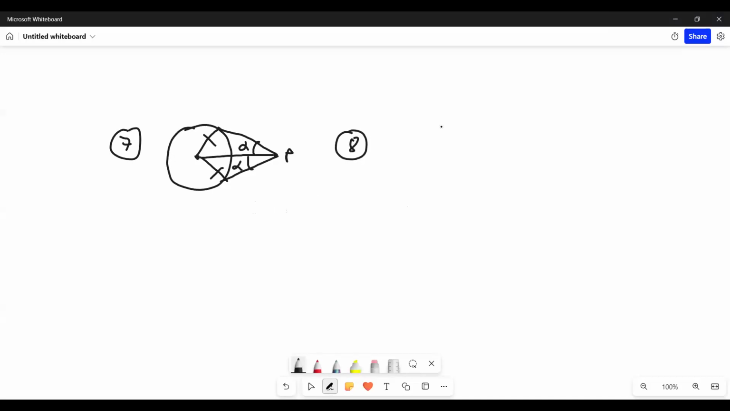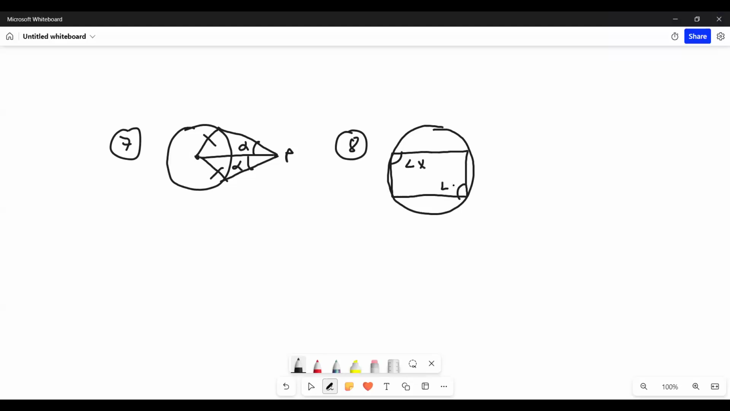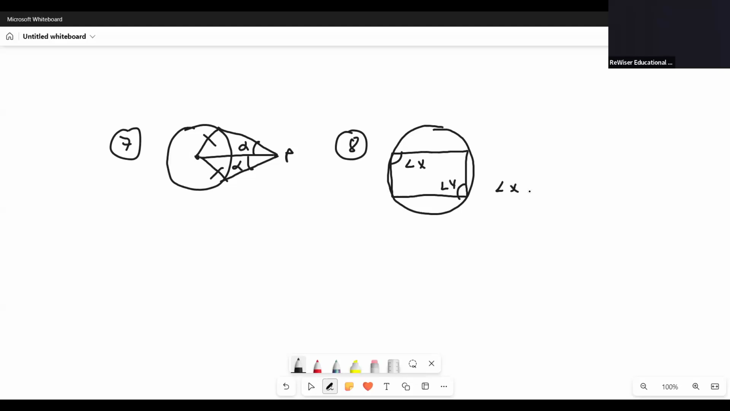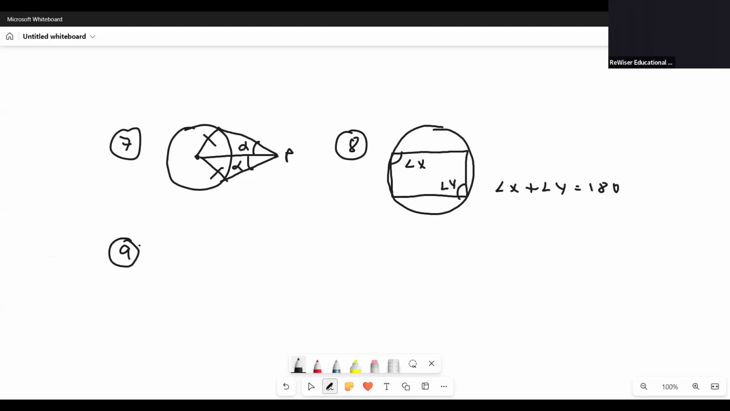Number 8. Any cyclic quadrilateral, that means all four corners lie on the circumference. So that means angle X plus angle Y must be equal to 180 degrees, right? Got that? Number 9, a very, very important theorem.